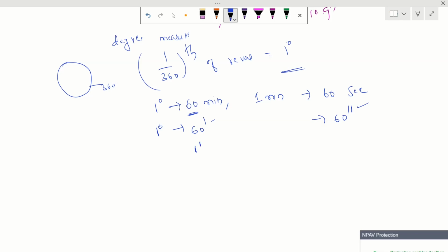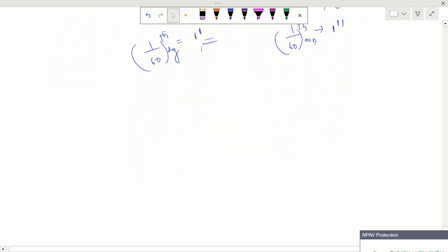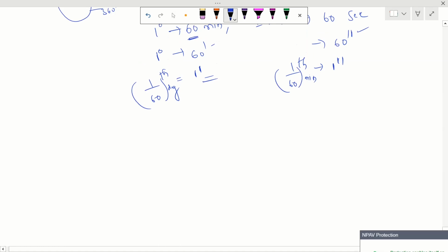And what about 1 minute? 1 minute is 1 by 60th of a degree. And what is 1 second? 1 second is 1 by 60th of a minute. 1 by 60th of a minute is 1 second, and 1 by 60th of a degree is 1 minute. Okay, you understood this, right? Now come to the examples. Now we'll discuss examples.